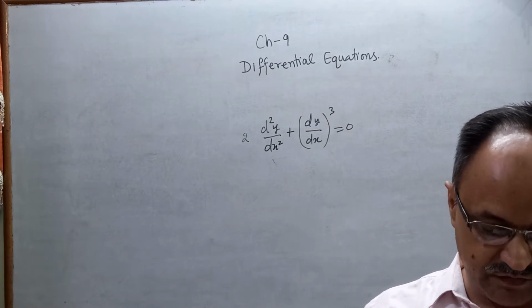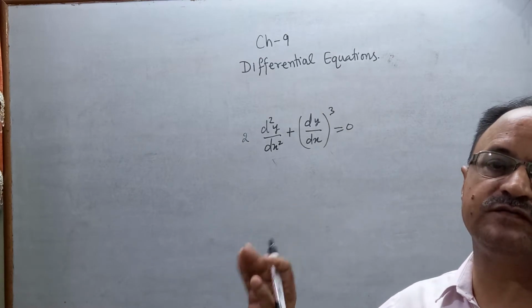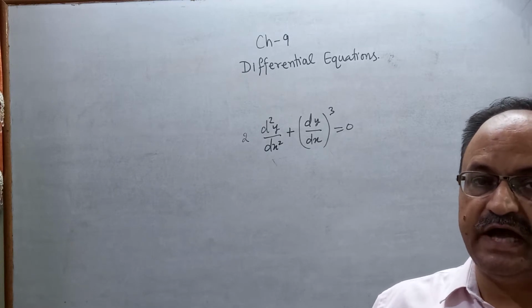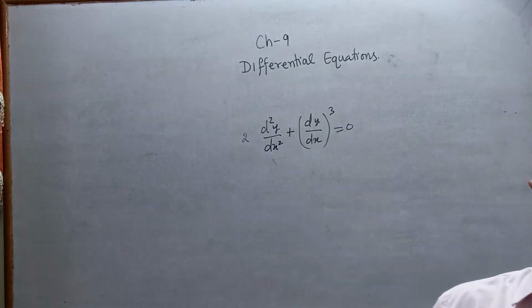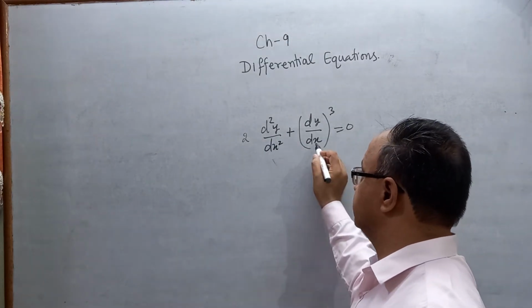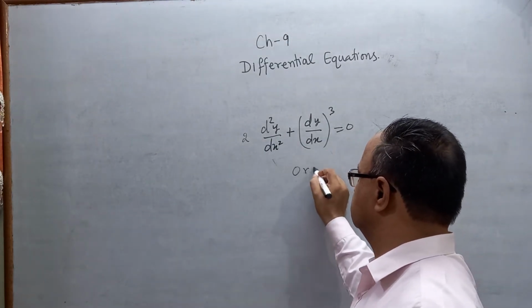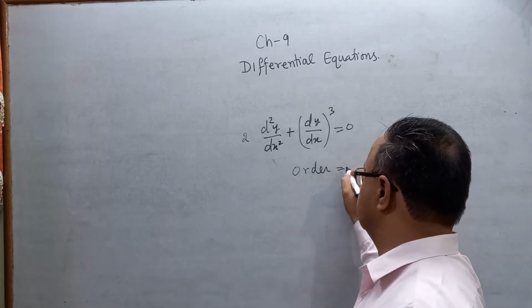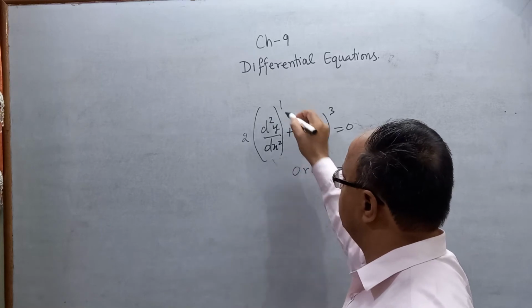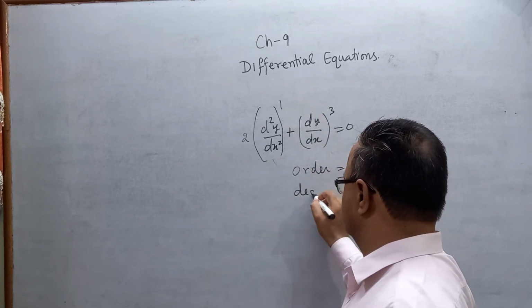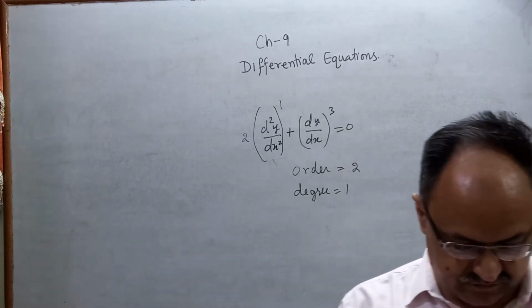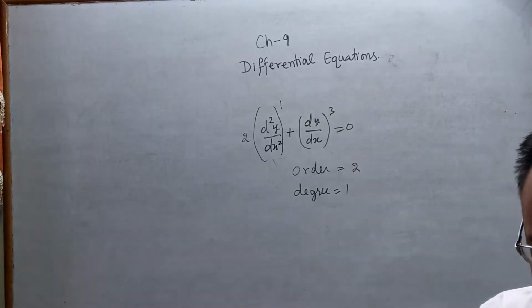So how can you find the degree and order of this equation? Firstly find the highest order derivative in the differential equation. You know that this is second order, this is first order. So you know that the order of the differential equation is 2, and the power of that highest order, that is the degree, is 1. Clear?